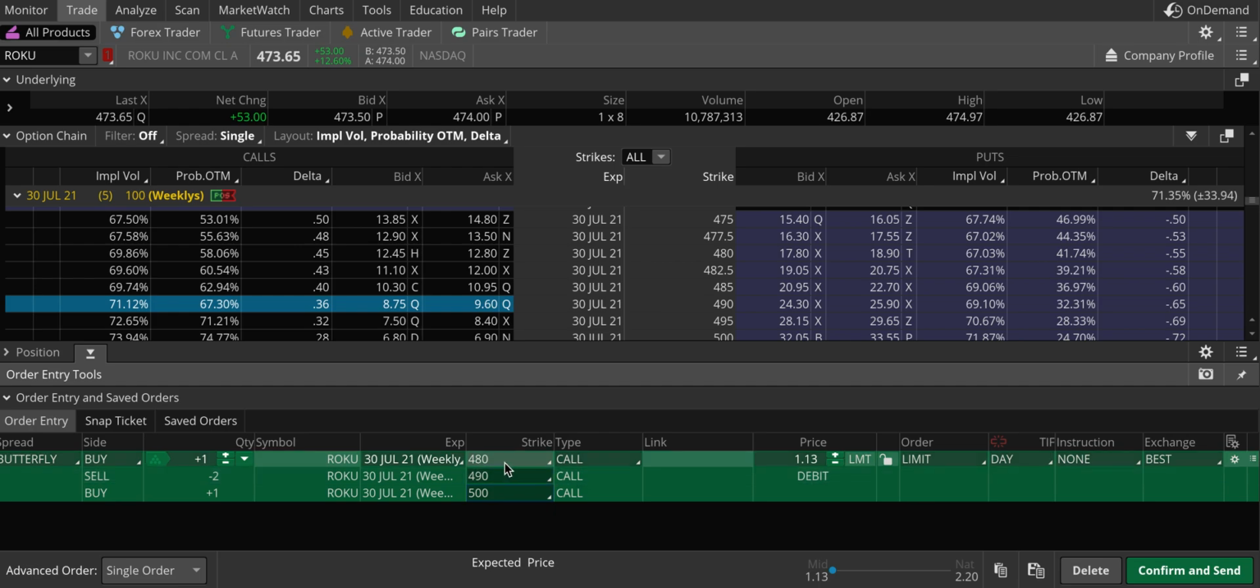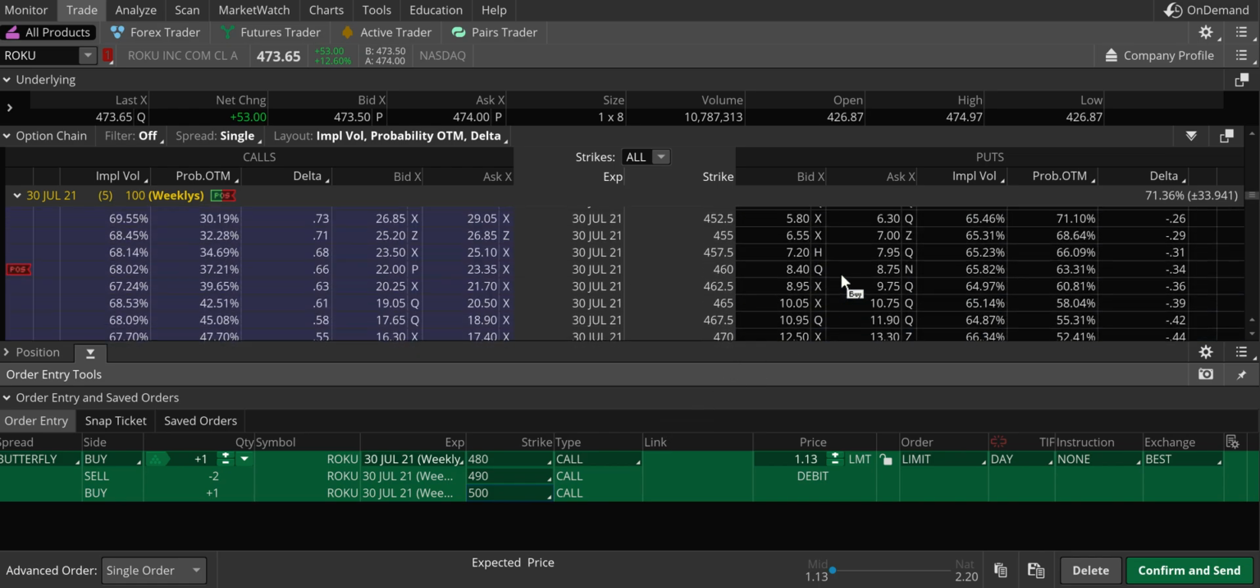Because with a butterfly spread, if Roku closes between 500 and 480, pretty much you're going to make money. If Roku expires between 499 and 481 by Friday, pretty much you're going to make money. So the wider the range of the butterfly spread is, the more chance you're going to succeed. But your contract premium price will be higher.